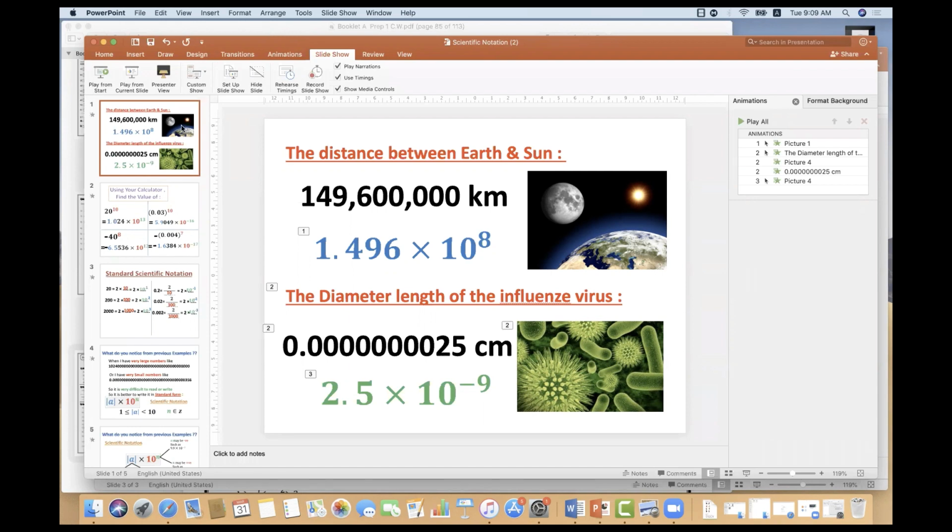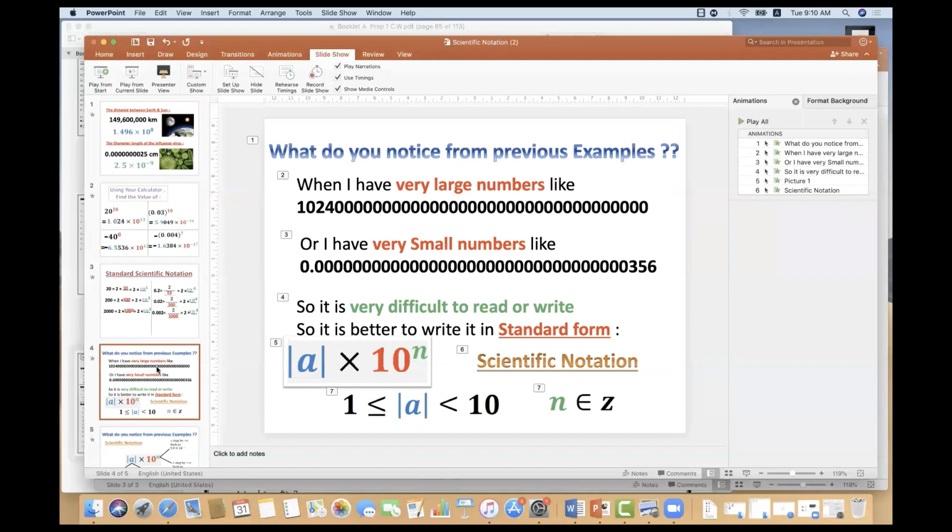Firstly, the standard notation. What about the standard notation? The standard notation here talks about how we can change any number into a certain form which contains multiplication by 10 power. Okay, why do we do that? Because I need to read the question in an easy way. I need to read and write the numbers in an easy way.